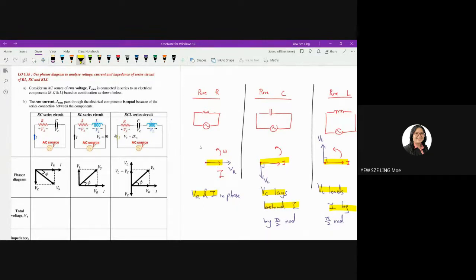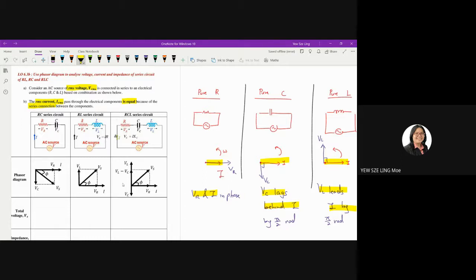All right. So now, how are we going to do a combination circuit? Consider an AC source of RMS voltage VRMS connected in series to electrical components R, C, and L. You have a source based on the combination shown below. The RMS current passing through the components is equal because they are in series. That's why, if you recall the table I gave you just now, for I I have just I, not IRMS and I instantaneous, without subscript R, C, and L, because I passes through every component. They are equal because they are connected in series.